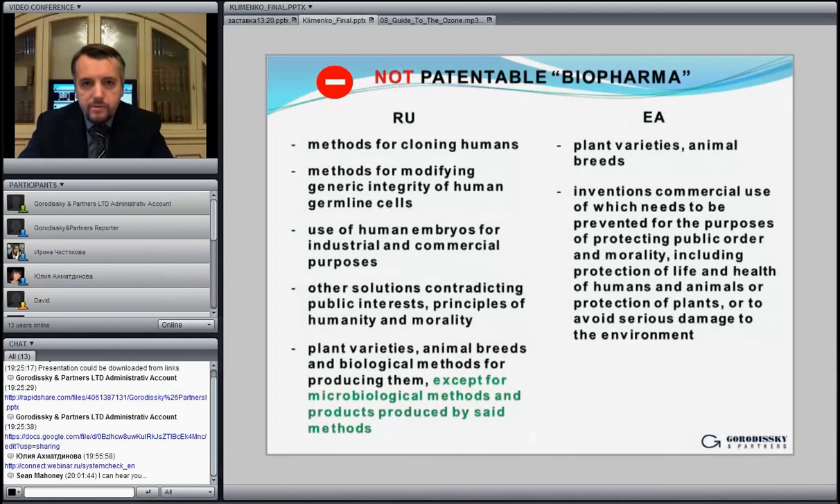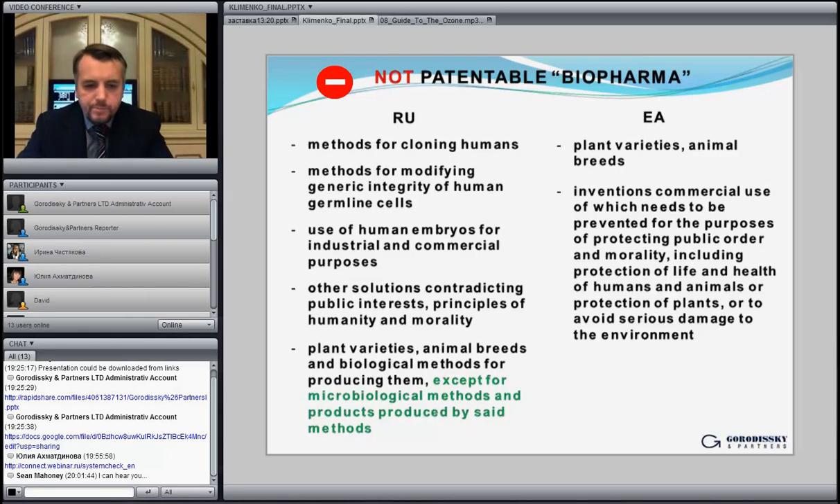I will not bother you by reading through these lists. You can see the items are pretty much not surprising, like methods for cloning humans, methods for modifying genetic integrity, use of human embryos for commercial purposes, other solutions contradicting public interests, and plant varieties and animal breeds. In Europe, they say, for example, essentially biological. Here we say just biological method for plant varieties and animal breeds.